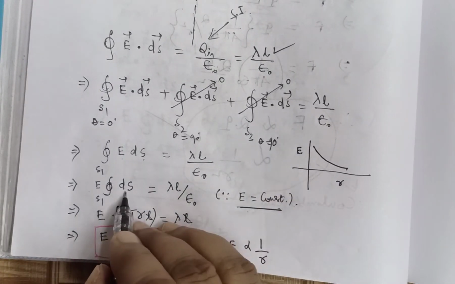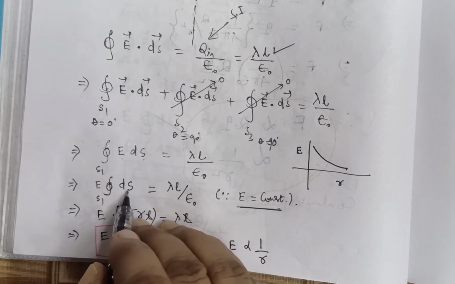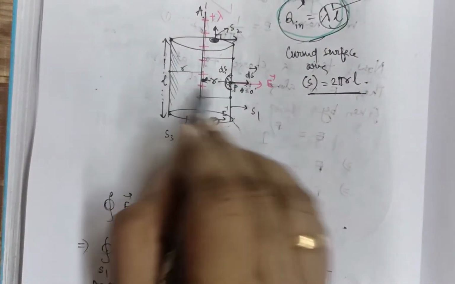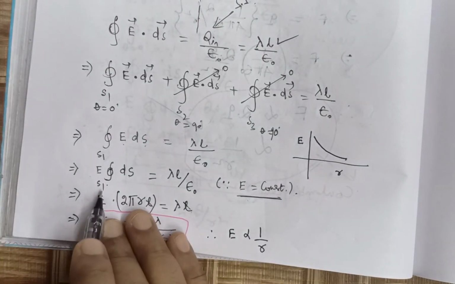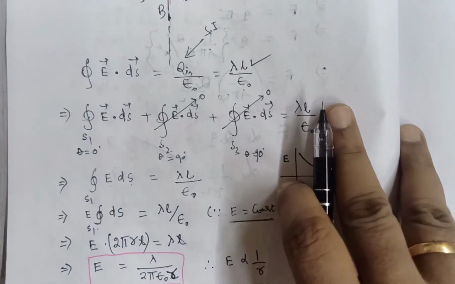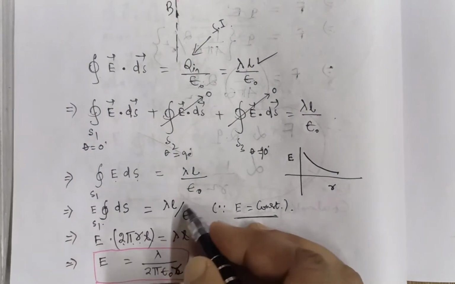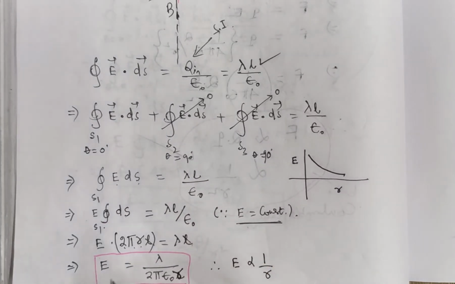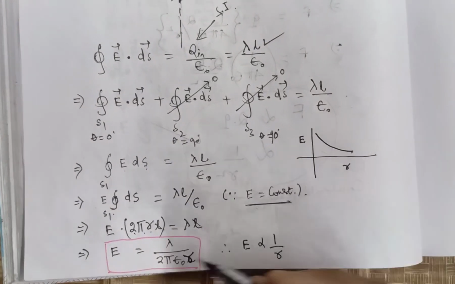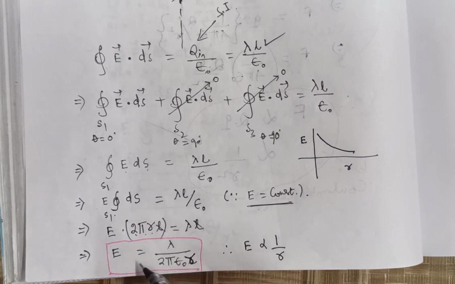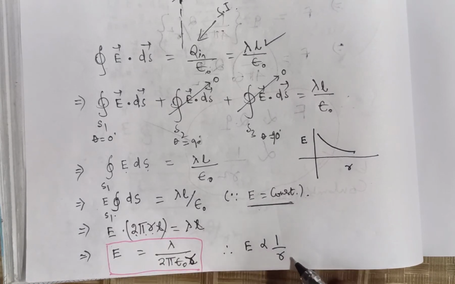Then we have to calculate the total surface area of the curved surface S1. If you integrate ds, then we get the total curved surface area of surface S1. Surface S1 is the curved surface area, so its value is 2 pi r into L. Here L and L cancel out. And the total intensity, you see, is lambda divided by 2 pi epsilon 0 r. That means E is a function of r, E is proportional to 1 by r.